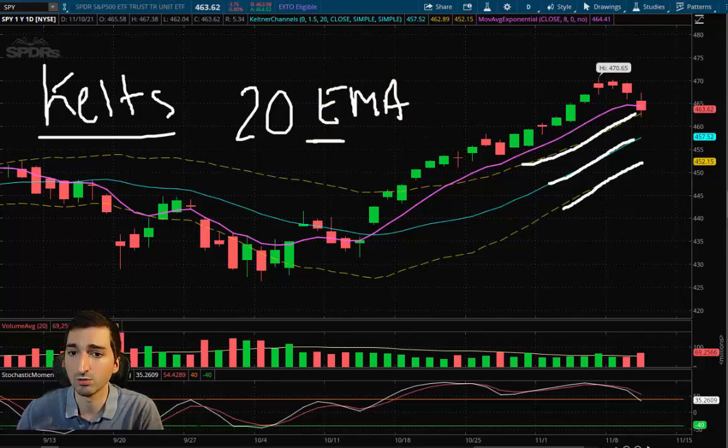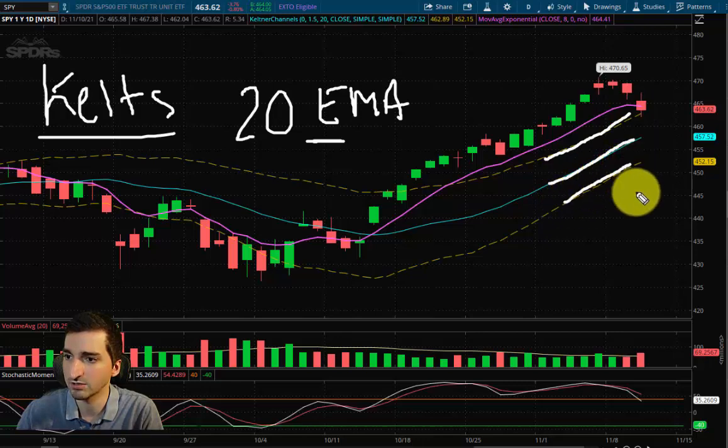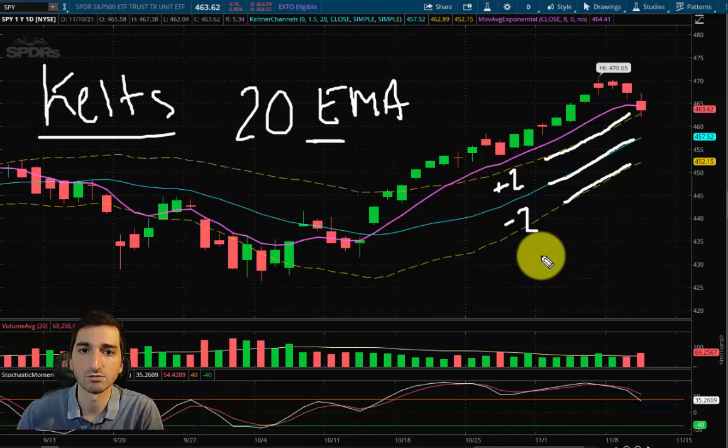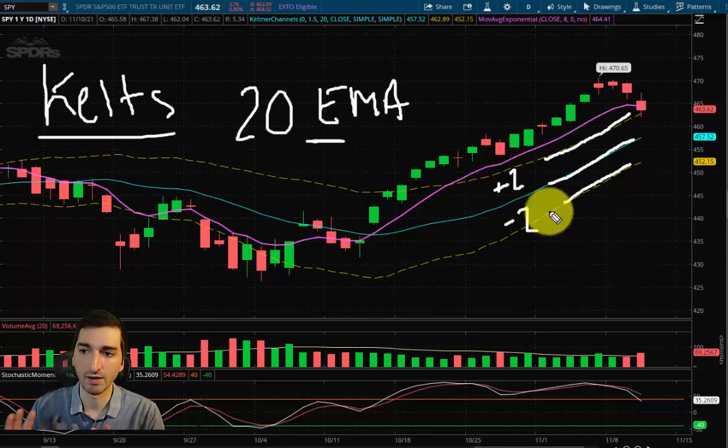And then the yellow lines here, I think by default they show up in white in Thinkorswim, but I changed them to yellow dotted lines. These are the upper and lower Kelts, and they're just +2, -2 standard deviations, okay? You don't need to know about all the math behind them. I do encourage you to learn it, but for the sake of this webinar, you don't really need to know that. You just need to know how to use them, okay?